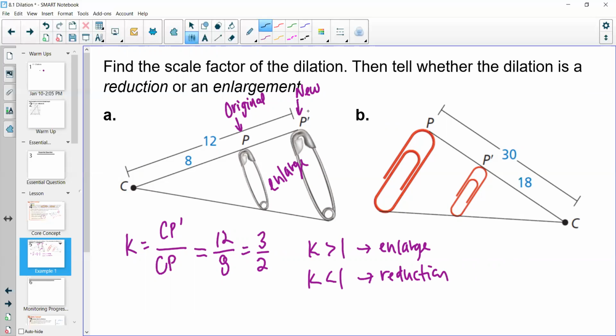Now let's take a look at these paper clips. Remember, P is our original and P prime is our new one. Just looking at this visually, we can tell that there is a reduction in size, right? Now by how much? How much did we reduce the size of that paperclip?